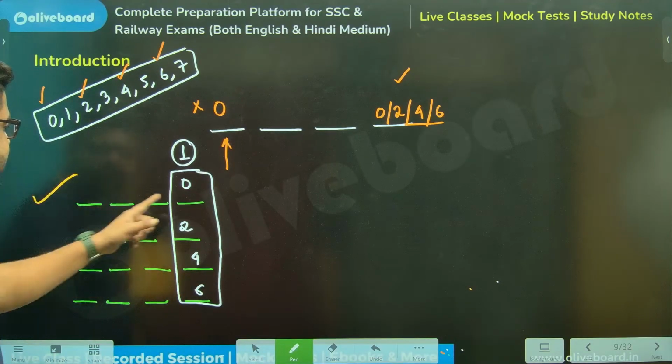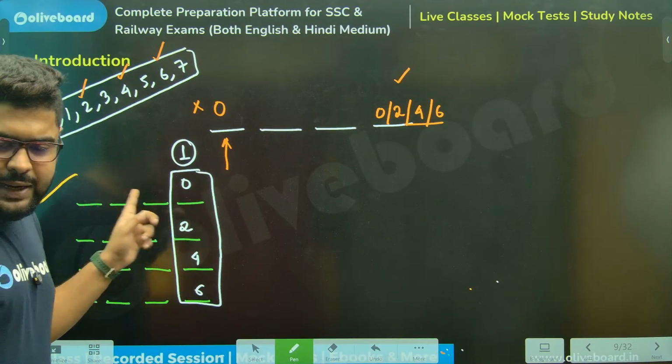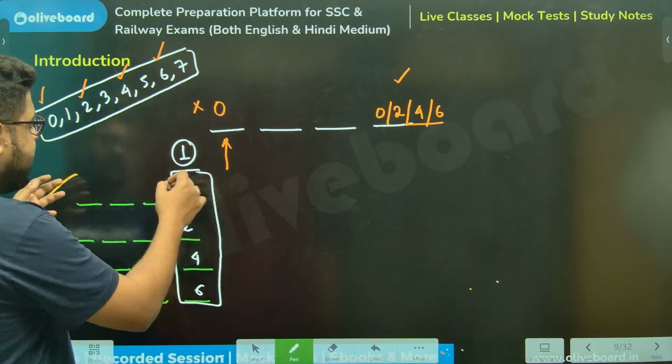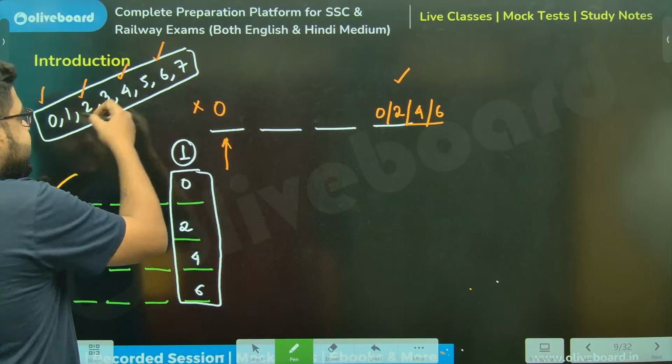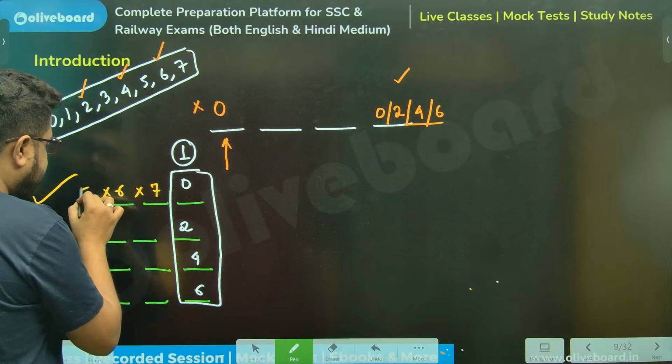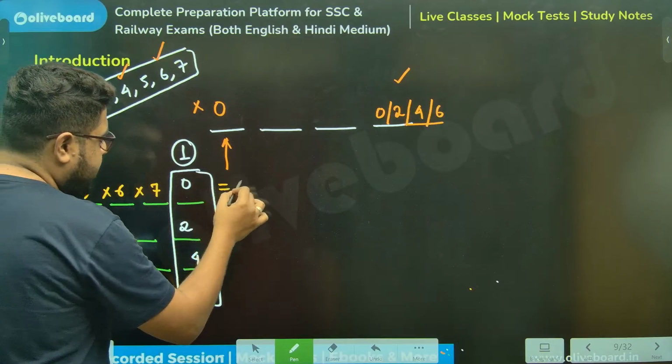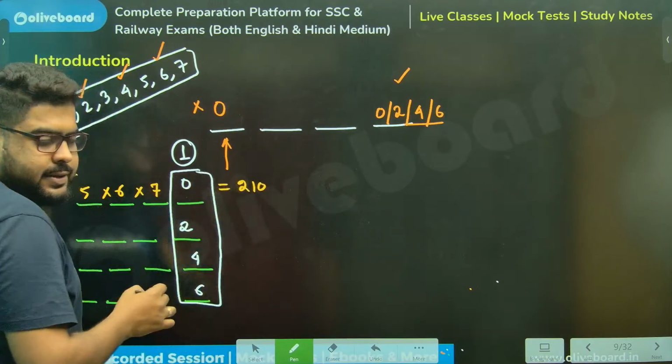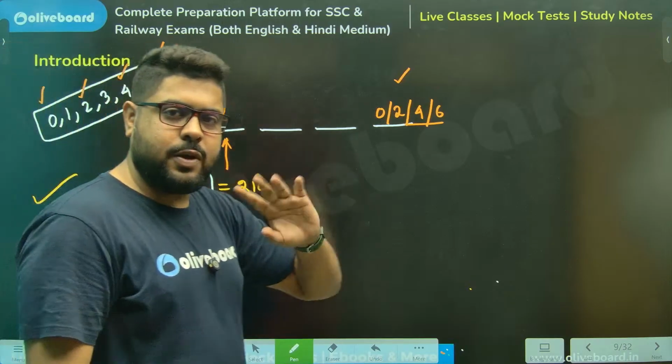Now let's understand this. How many numbers like this, sir? 0 I've put already, so I have 7 numbers left. So 7 here, 6 here, 5 here. So this is 210. Correct? Everybody correct, sir? No problem here.